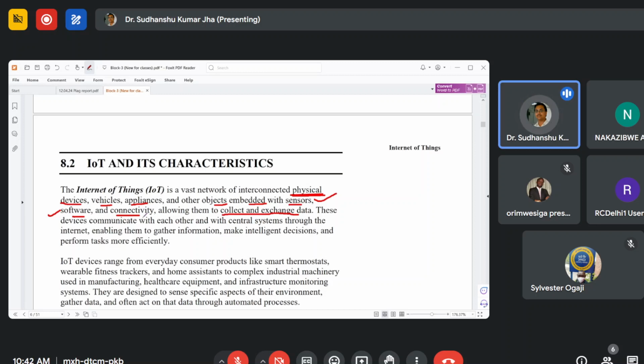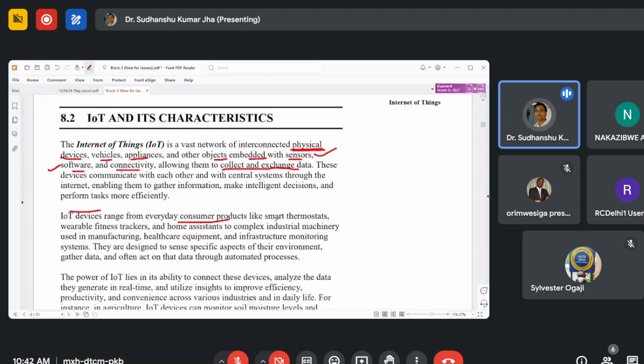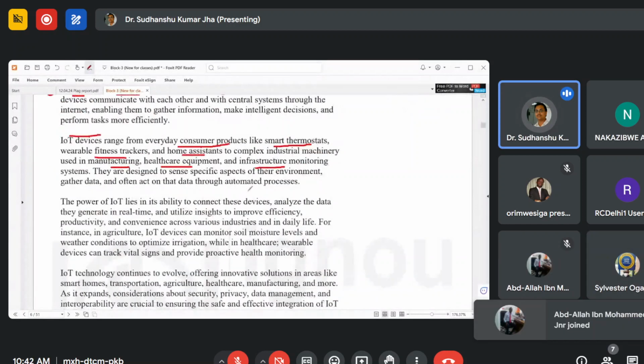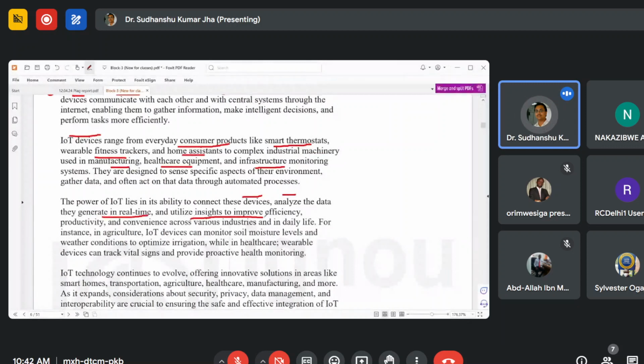Now the devices range from everyday consumer products, like smart thermostats, wearable fitness trackers, and home assistants, to complex industrial machinery in manufacturing, healthcare equipment, and infrastructure. Everywhere you will find IoT devices. IoT devices basically connect, analyze the data and generate real-time insight to improve efficiency. These IoT devices connect with nearby IoT devices, generate environmental data, and later we analyze the data to generate real-time results, and accordingly we may take proper action.